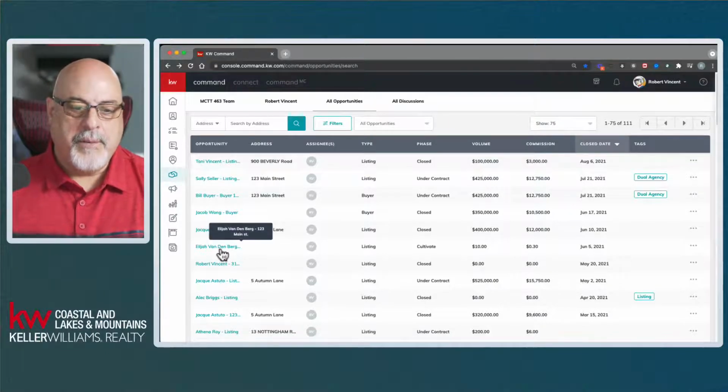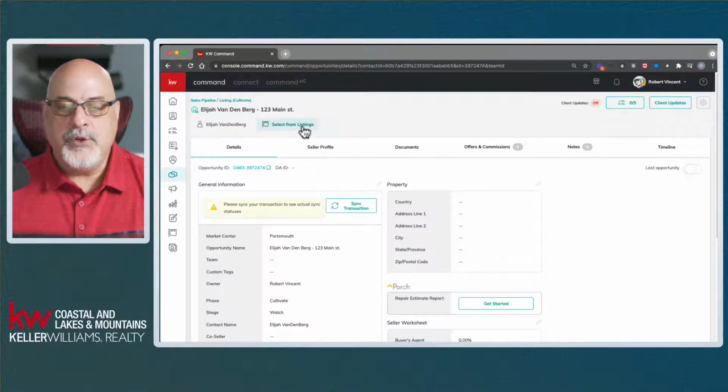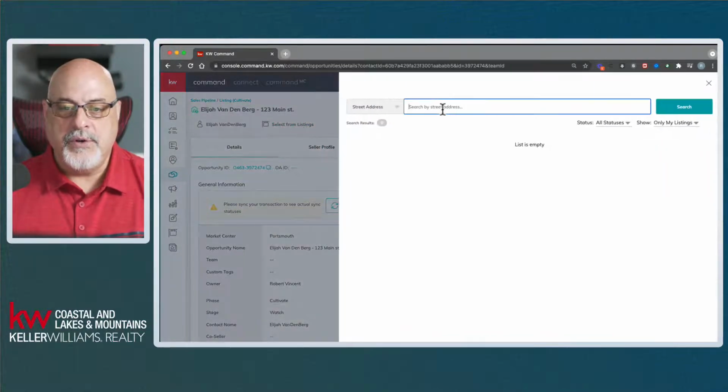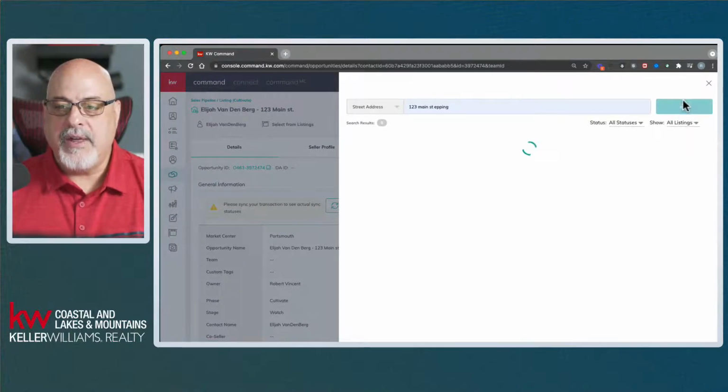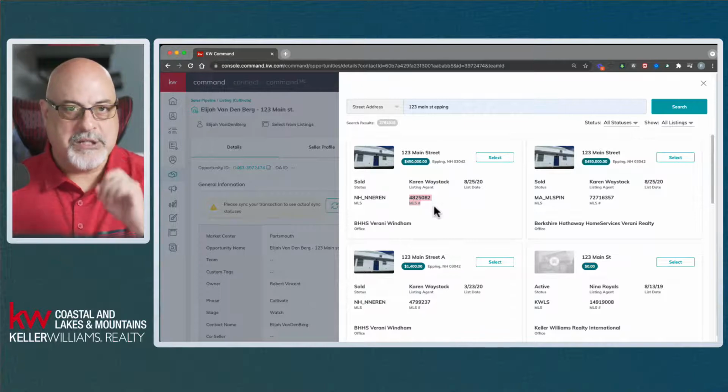Let's change that. I'm going to go ahead and open up the opportunity, and I can do one of two things. I can select from the listings 123 Main Street in Epping, and I can search for that so that I can find it, and I can add it this way. But remember, this is the MLS listing. I'm pulling in specifically this MLS number.